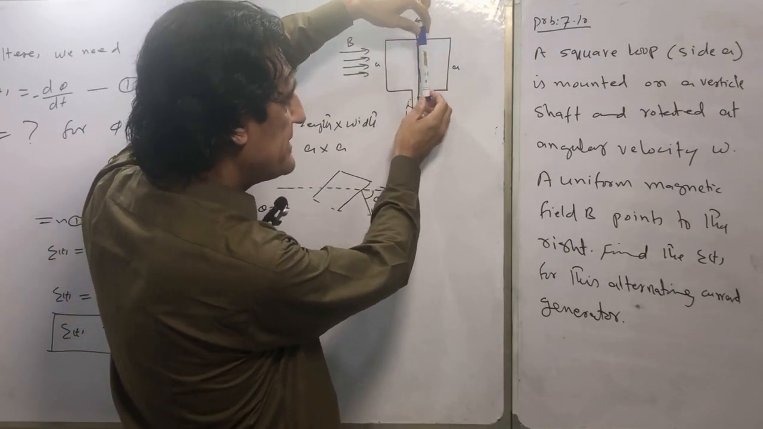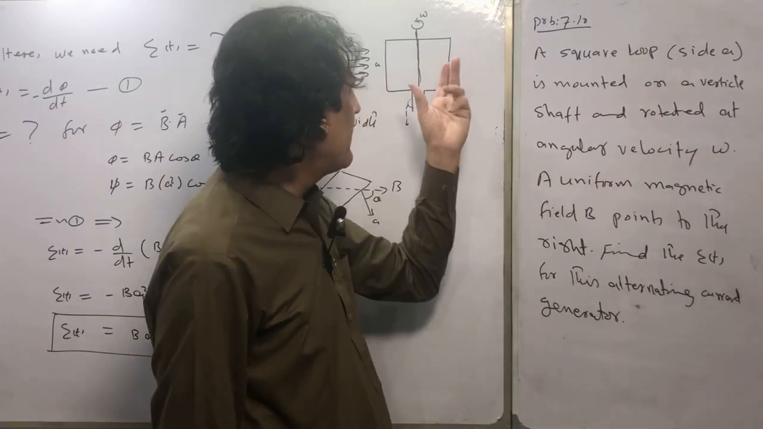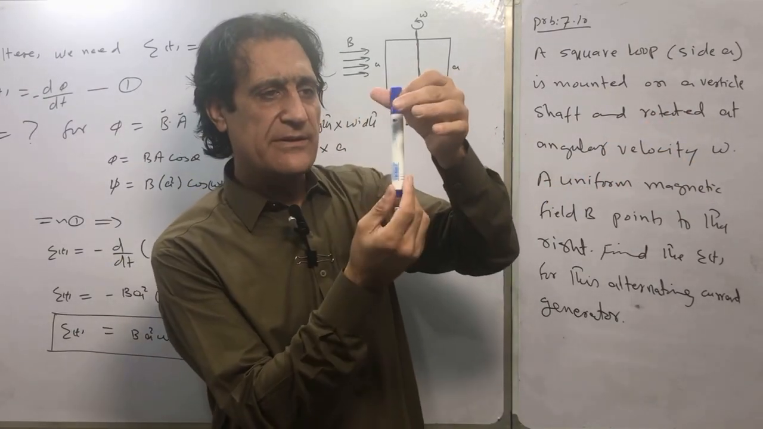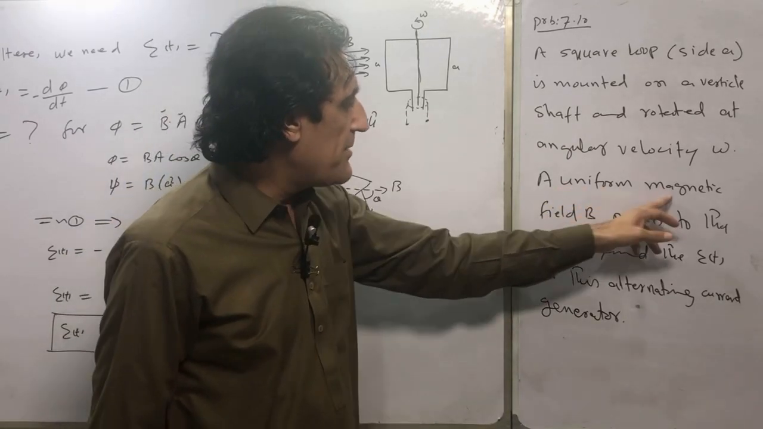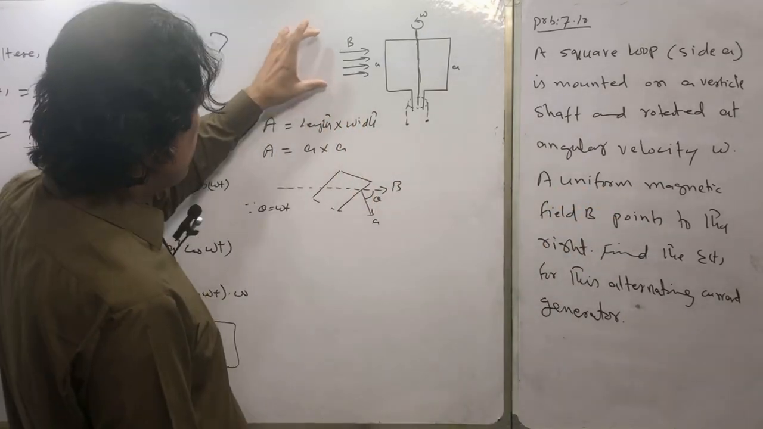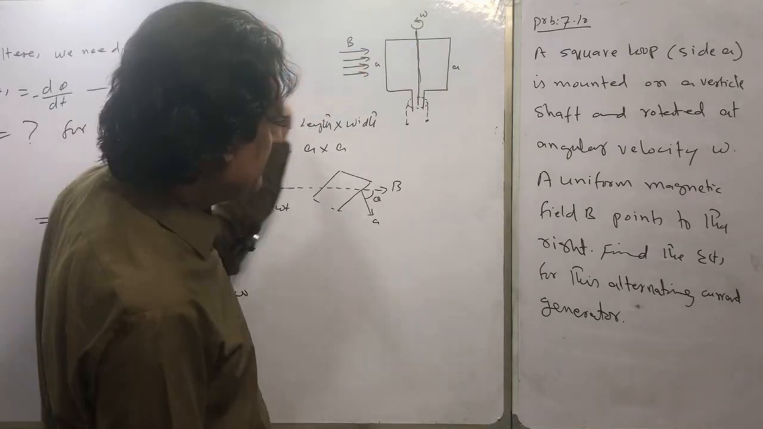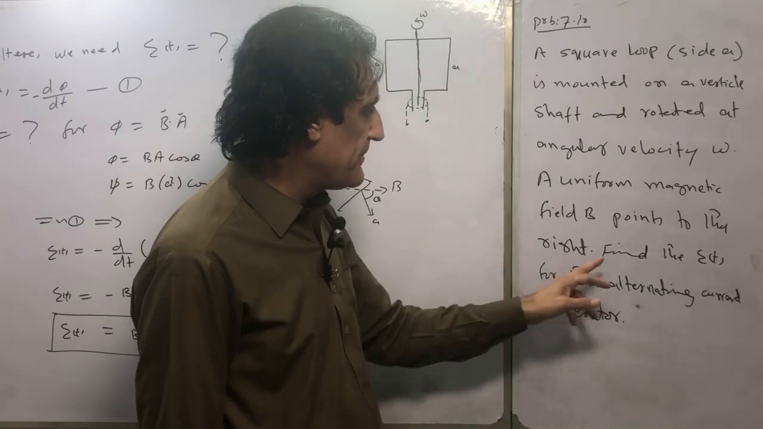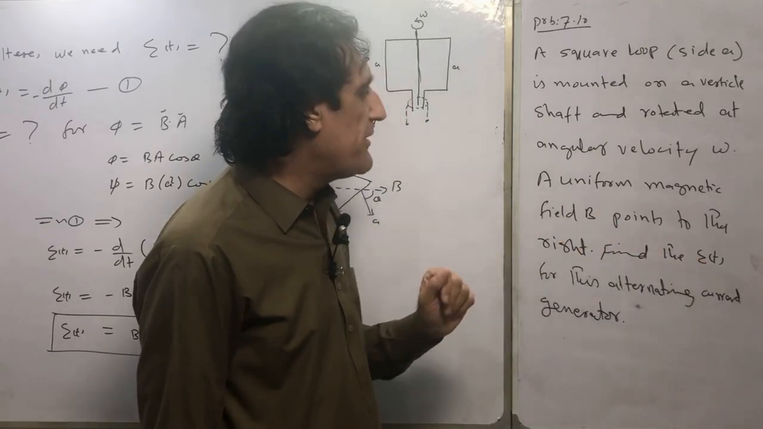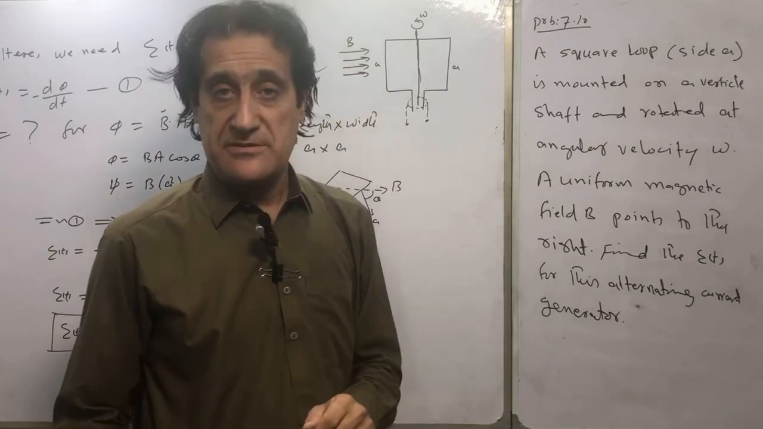It can rotate with angular velocity omega. A uniform magnetic field B has been applied from the left side, pointing to the right. Find E of t for this alternating current generator.